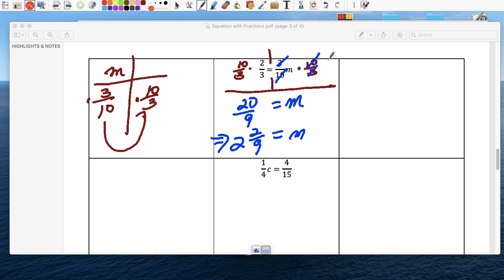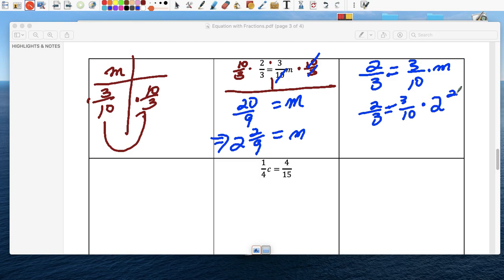So now we're going to take that, 2/3 times 3/10 equals 3/10 times m. We're going to replace, so 2/3 times 3/10 equals 3/10 times m, and the m we found is 2 and 2/9. So take a moment and multiply in your calculator. In your calculator you have a fraction function. You can enter the fraction, the yellow calculator, so that's nice.